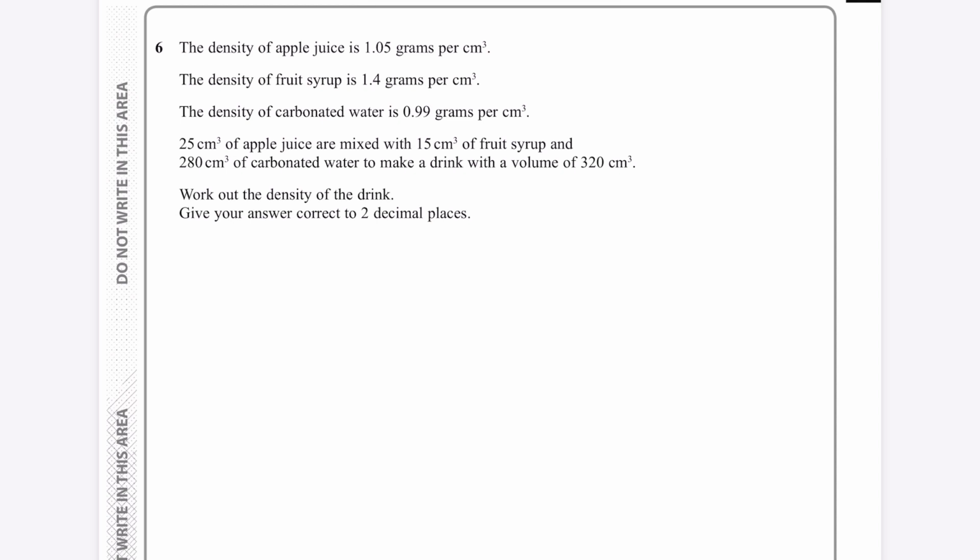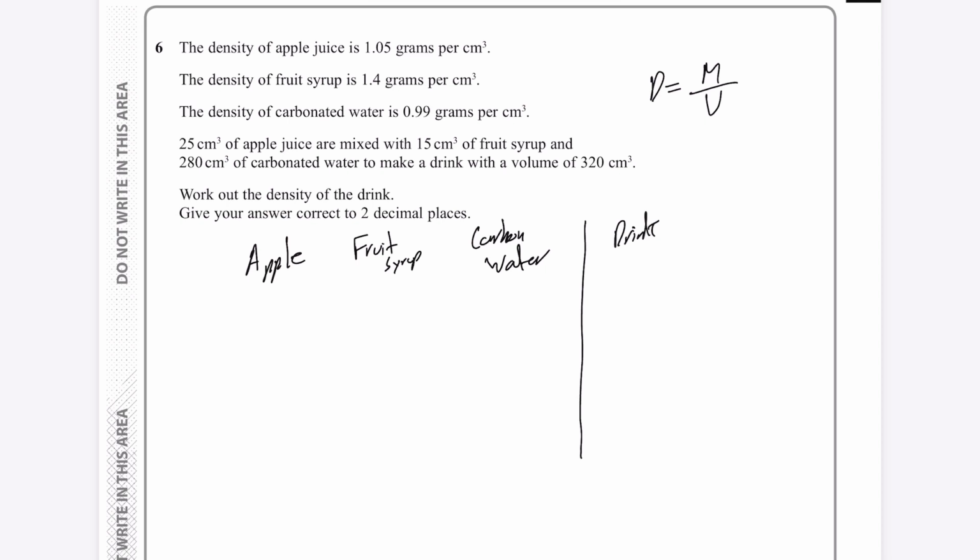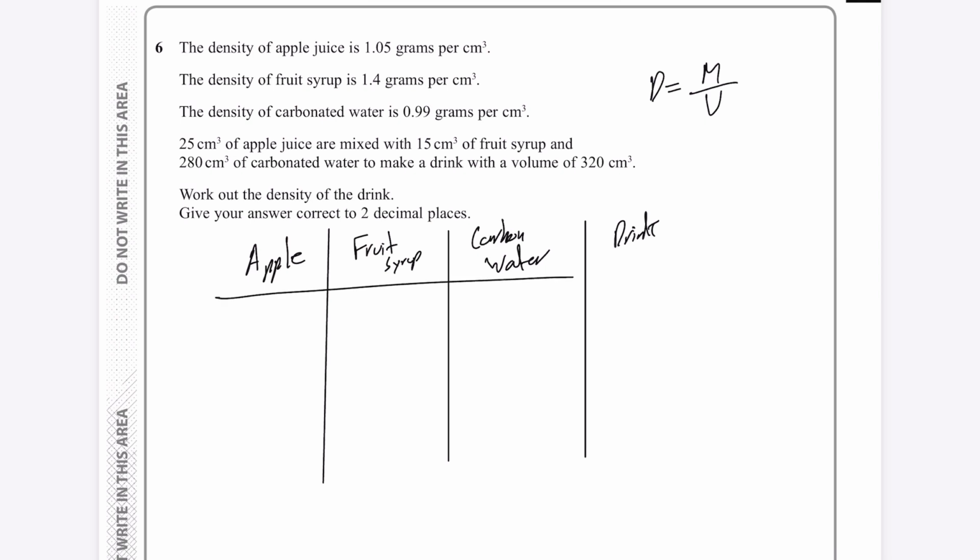So with these type of questions, you want to draw a table because that will make your life a lot easier, and you should have already started thinking about the formula. Density is mass over volume. So coming here, we have in the first column, we have apple, and then we have fruit syrup, and then we have carbonated water to make a drink. So these all add up to make a drink, okay. And I'll just draw some lines down right the way and a line across.